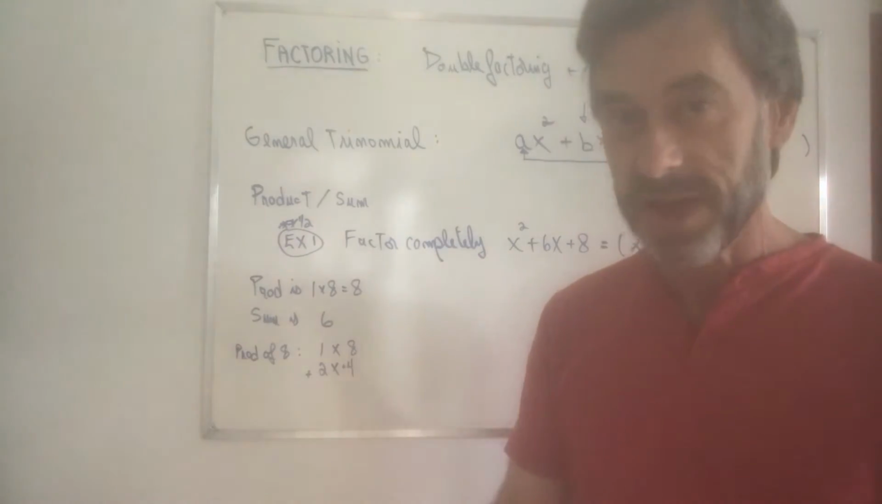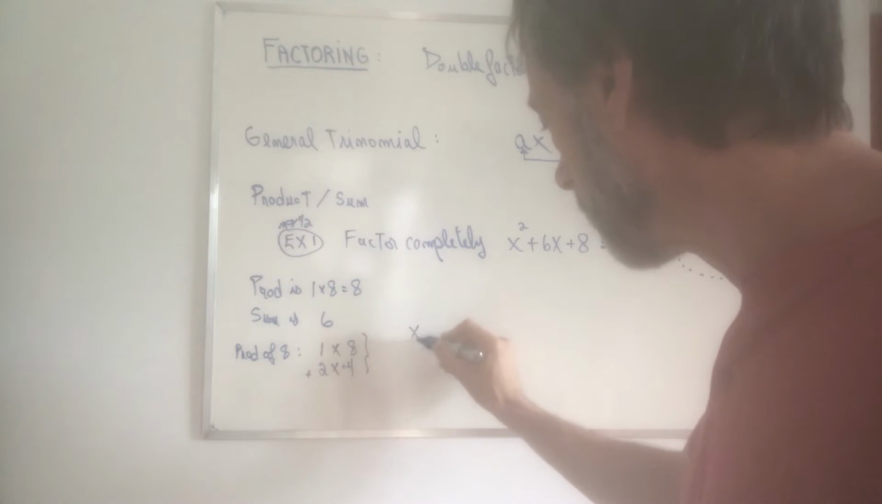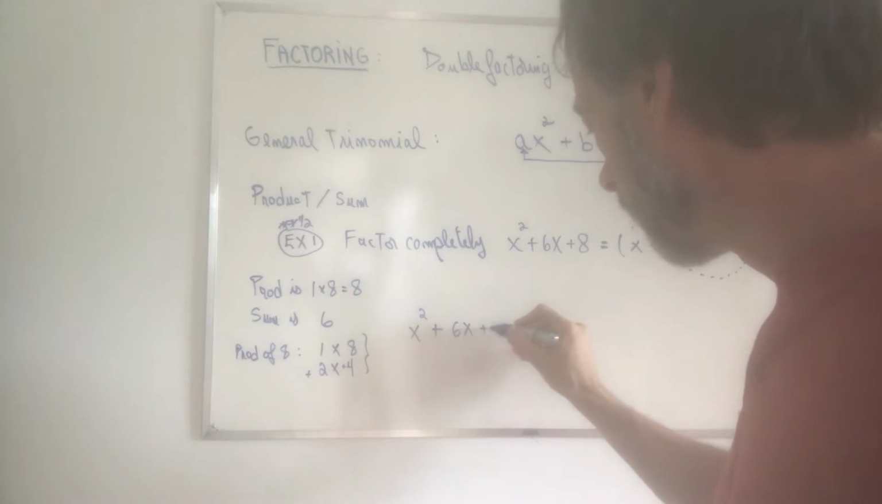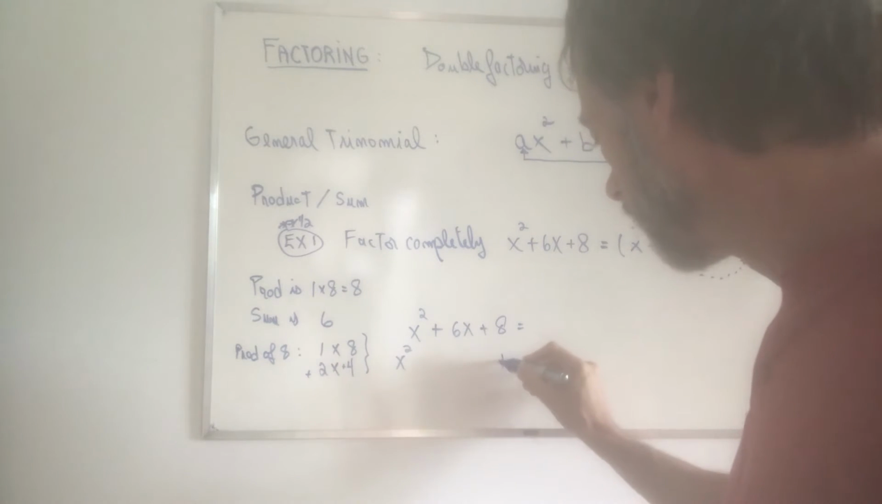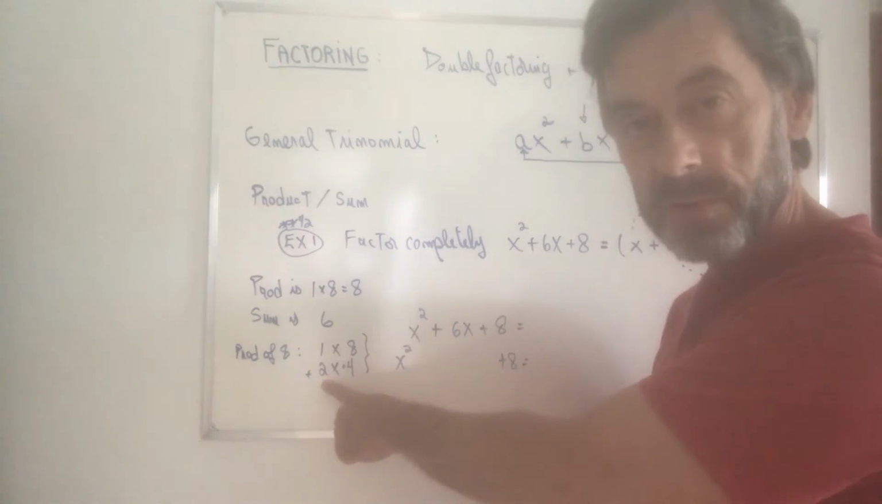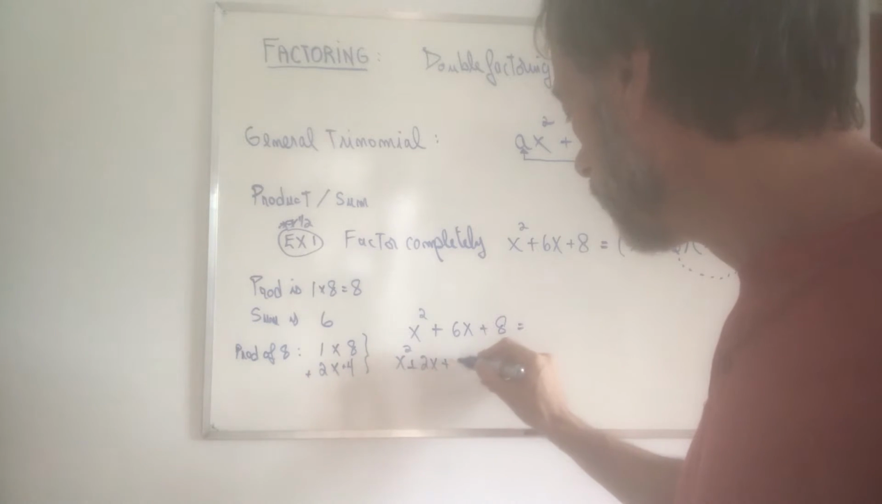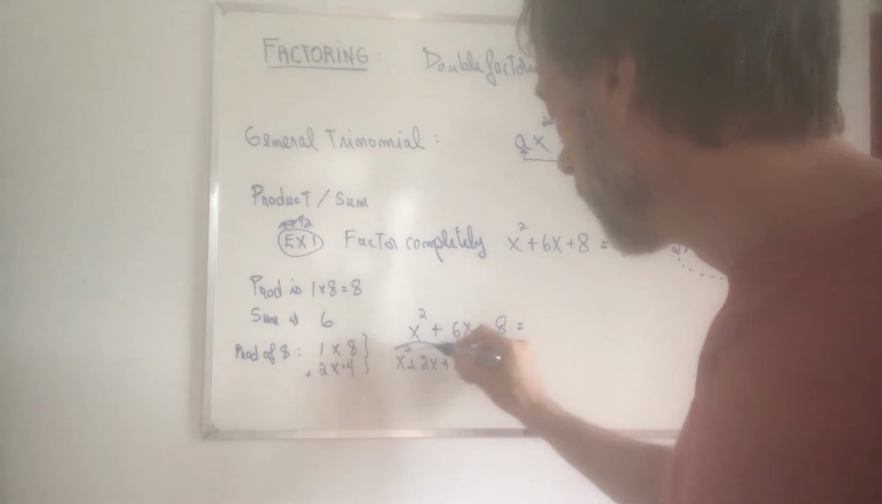What do I do with these once I have those two numbers? Remember that we are trying to factor this guy. So what I'm going to do, I'm going to keep the first and keep the last. And I'm going to replace 6x with those two guys. So plus 2x plus 4x. And then what am I going to do?